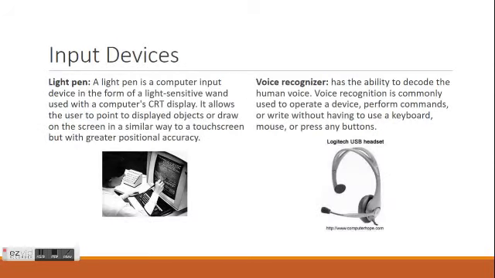There are two types of input devices as well, a light pen and a voice recognizer. Light pen is a computer input device in the form of a light-sensitive wand. It allows the user to point to objects or draw on the screen in a similar way as a touch screen, but with greater accuracy. A voice recognizer has the ability to decode the human voice and perform commands or write without having to use a keyboard or any other device.